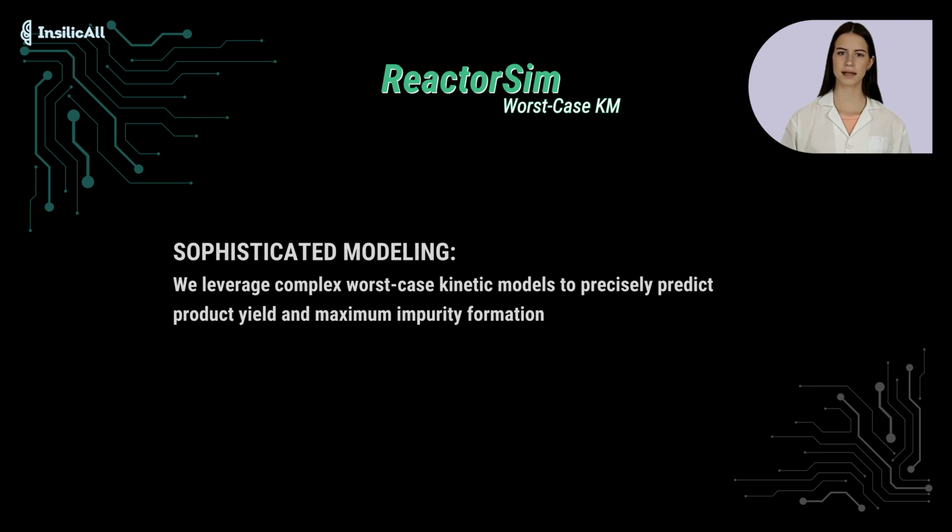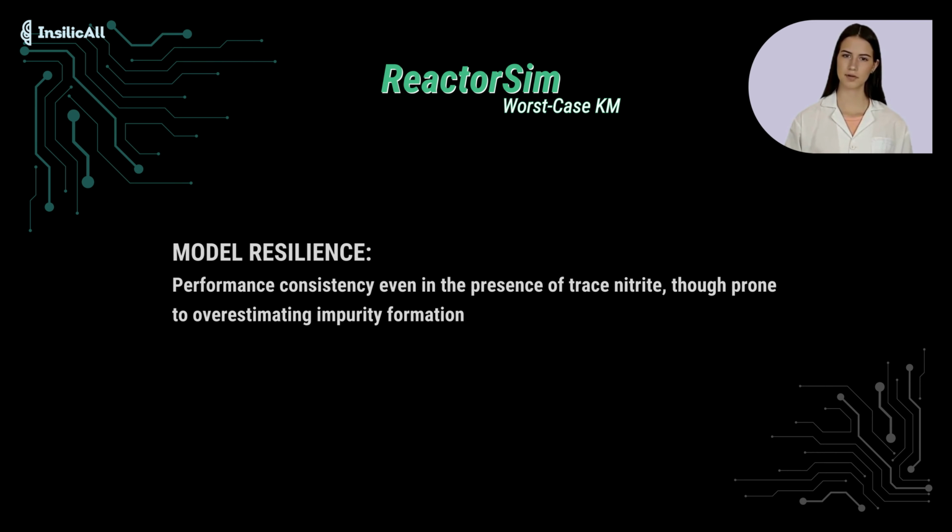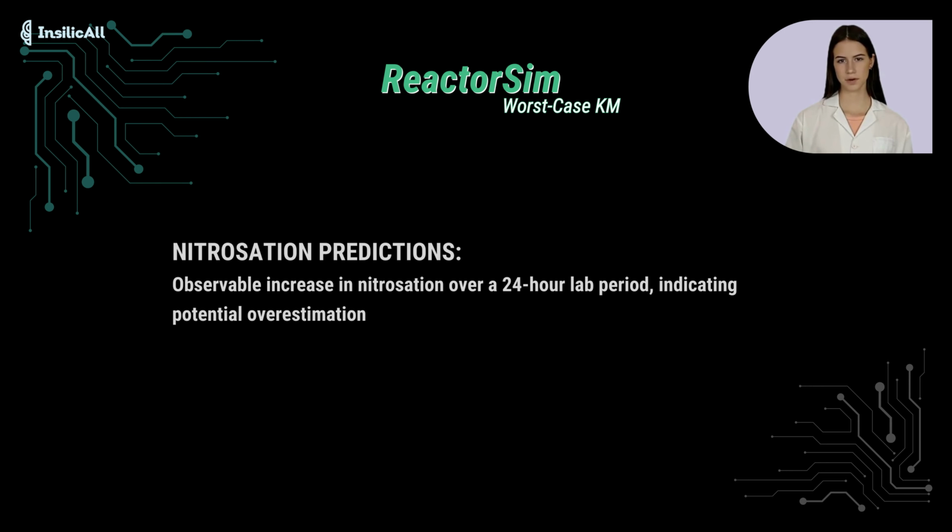We use sophisticated worst-case kinetic mathematical models to predict product yield and provide a reliable estimate of maximum impurity formation, particularly for nitrosamine and nitrosamide impurities. These aqueous solution models remain effective even in the presence of trace nitrite, albeit with a proclivity to overestimate impurity formation, a specific feature of the model. For example, the nitrosation predicted by the model in a few minutes is typically manifested more expressively over a 24-hour reaction span in the lab.